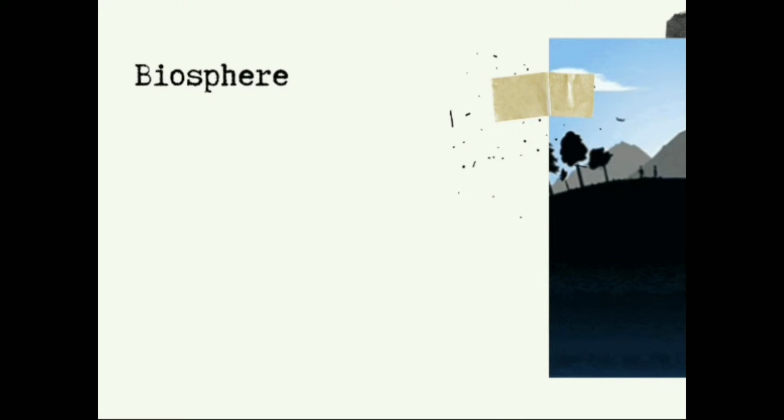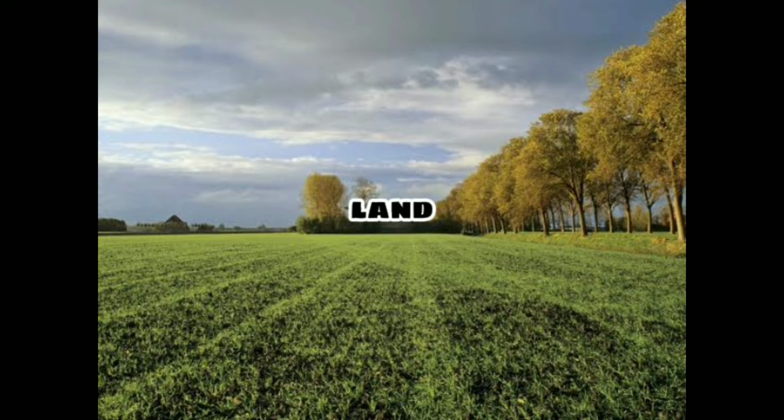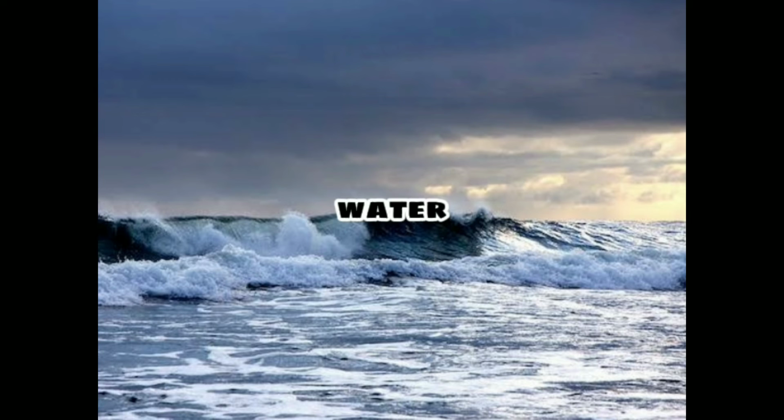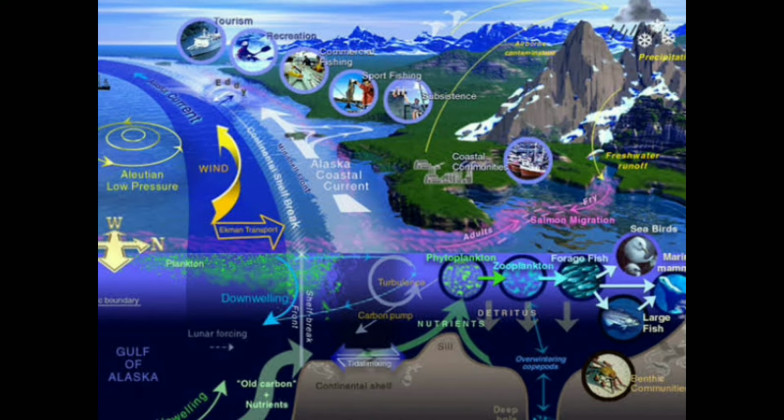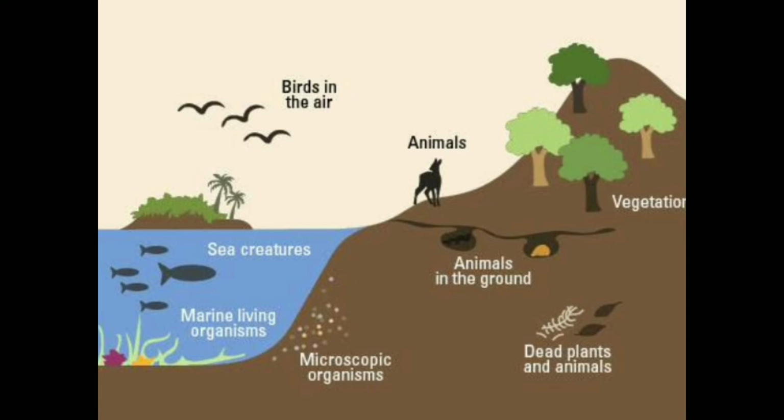Biosphere. The zone of Earth where all forms of life exist, either in the sea, on land, and in water. It is sometimes called the large ecosystem. This is the zone that life inhabits. Biosphere is a very thin layer of the Earth's surface.